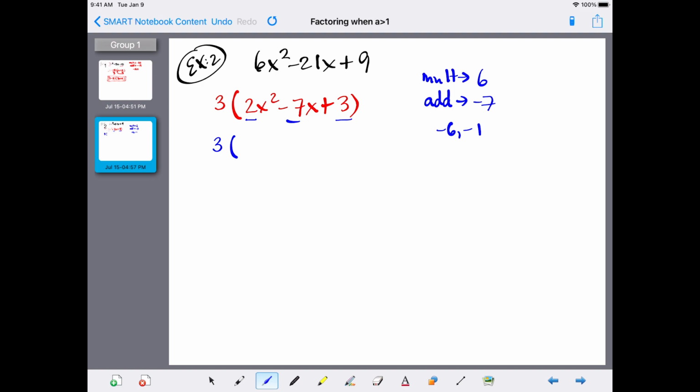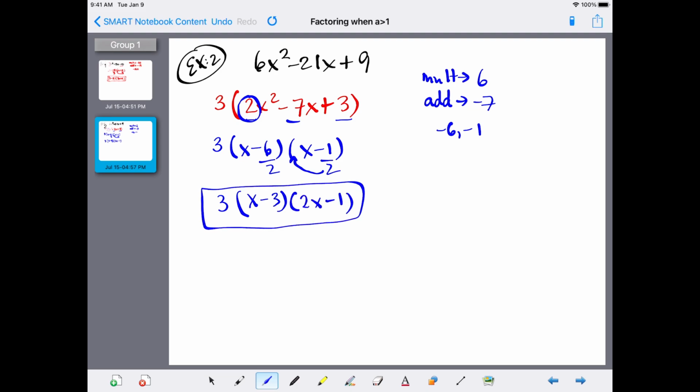So we're going to put those in brackets. So we have x subtract 6 and x subtract 1. And now we divide by the coefficient of the x squared term. So we divide by 2. Negative 6 divided by 2 is just negative 3. And we have to keep that 3 on the outside. And then we cannot divide negative 1 by 2, so we just slide the 2 up. 2x subtract 1. And we're done.